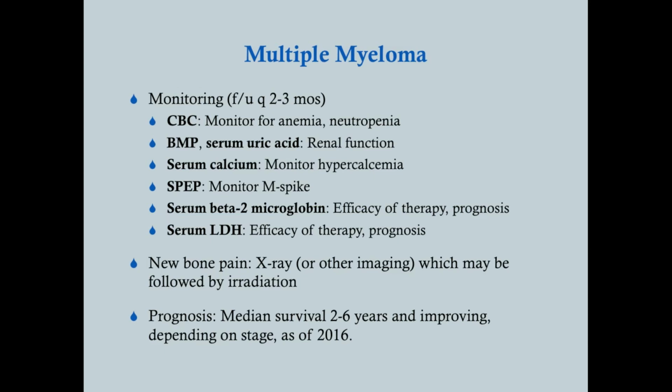The prognosis for multiple myeloma, the median survival is 2 to 6 years, but it's definitely improving. It's improving with better therapy, improving with better monitoring, and so we expect this number to go up. But as it stands right now, the median survival is 2 to 6 years, and that's going to depend a lot on the stage, how early it's diagnosed, their complications, how bad their renal disease is, any infections that may come about, and so forth. So as of 2016, the median survival is 2 to 6 years.